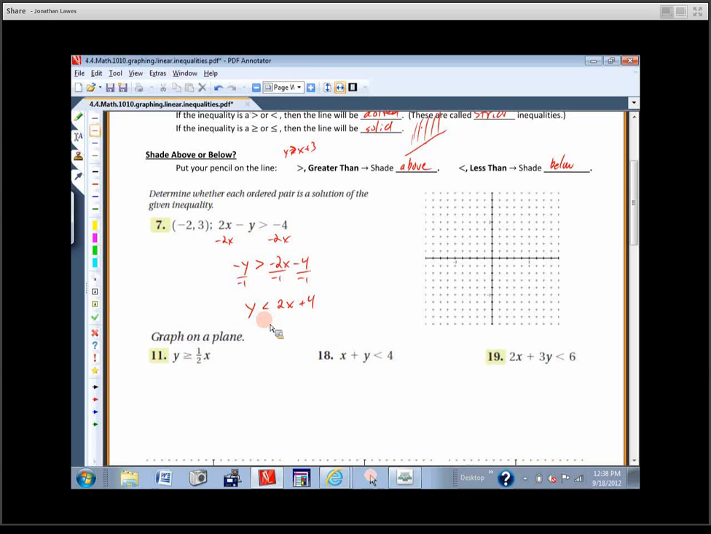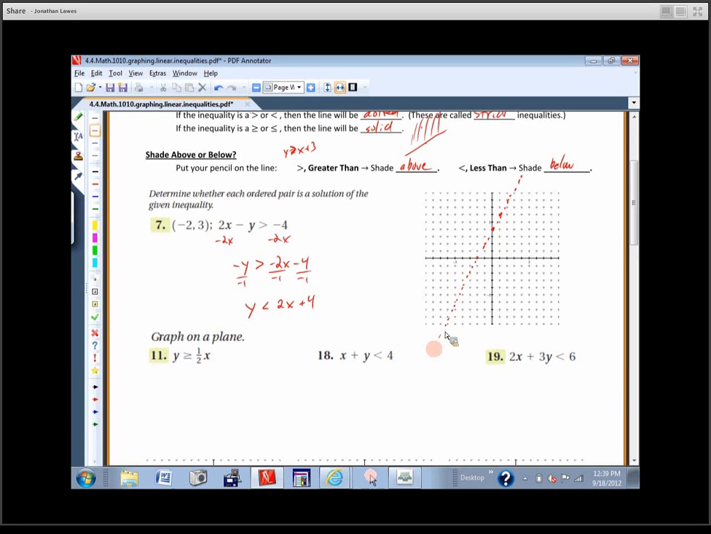Dotted, because it's a strict inequality. It has to be, the y's have to be less than the line. So let's graph the line. It's going to cross at 4, and it's going to have a slope of 2. So that means rise 2, run 1, rise 2, run 1, or down 2, back 1, down 2, back 1. So it looks something like this. So I'm just going to draw a dotted line there instead of a solid one.